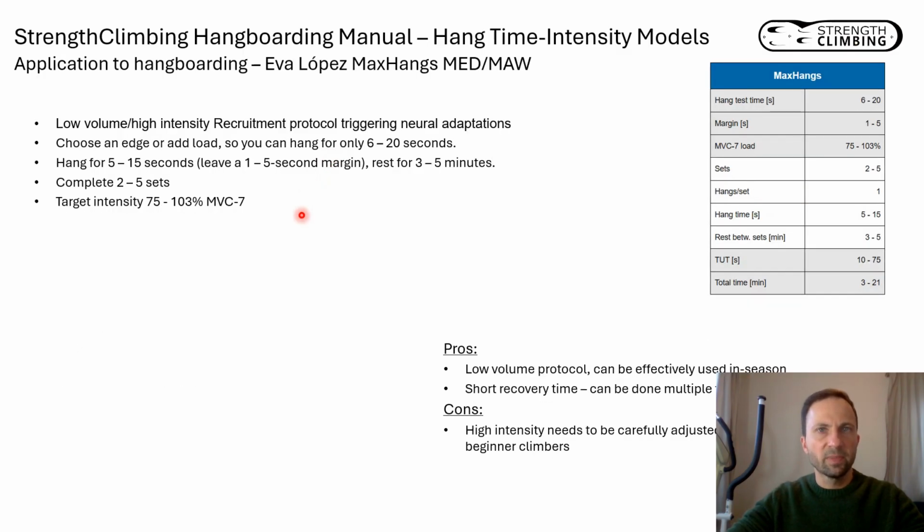Knowing your endurance curve is especially useful for Eva Lopez MaxHangs. In her original articles, Eva Lopez expressed the hang intensity in terms of a 1 to 5 second time margin. When it comes to intensity, she recommended hanging between 5 seconds with a 1 second margin, which is very intense, and 15 seconds with a 5 second margin, and that can be considered light. Using our theory, we can calculate that the intensity will range between 75% and 103% of MVC7.